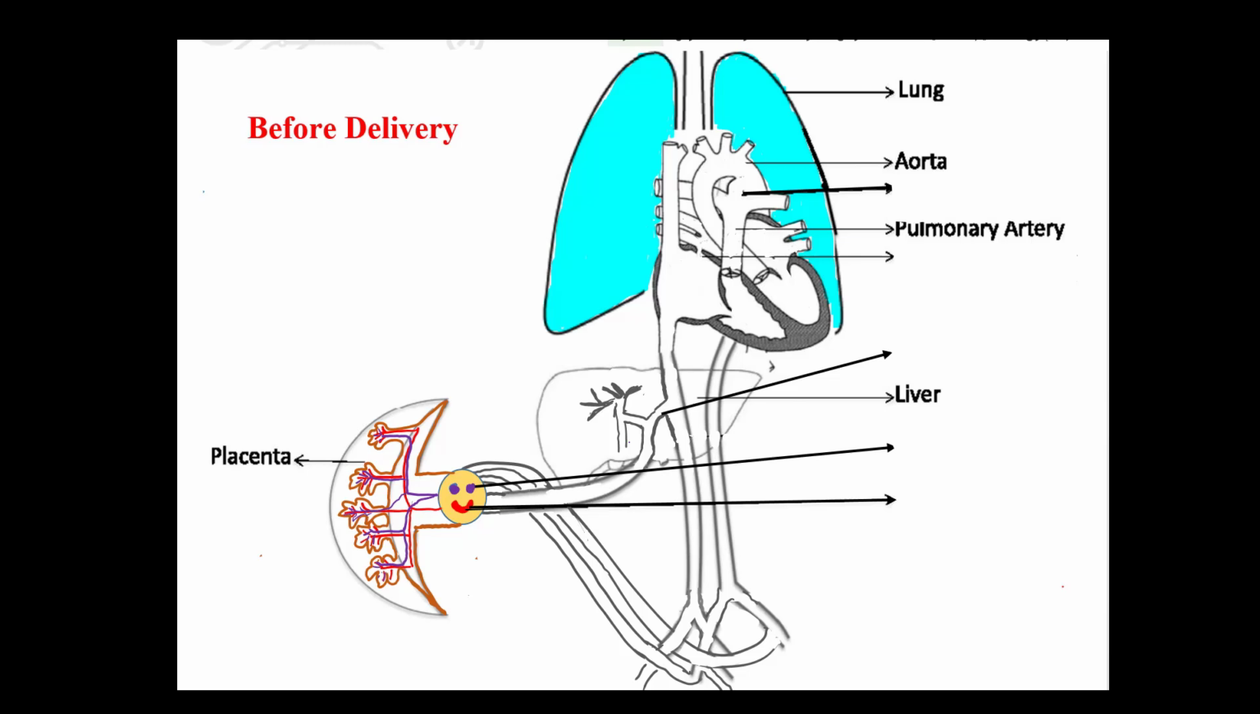In this video, I will be explaining fetal circulation. The knowledge of the normal route of fetal circulation in the mother's uterus is essential to understand the circulation changes that occur in the newborn after delivery. Whenever you understand the circulation before delivery, it is easy to understand the circulation after delivery.